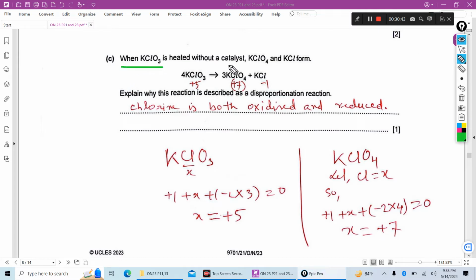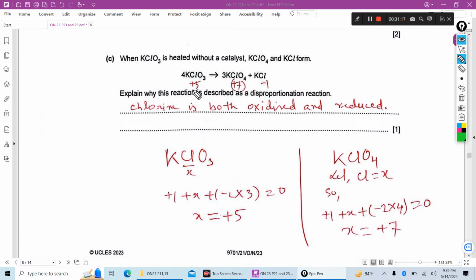Next, when potassium chlorate is heated without a catalyst, potassium perchlorate and potassium chloride form. This is the equation given. Explain why this reaction is described as a disproportionation reaction. A disproportionation reaction is a reaction in which a species is simultaneously oxidized and reduced. An atom or a species is simultaneously, meaning at a time, oxidized and reduced.